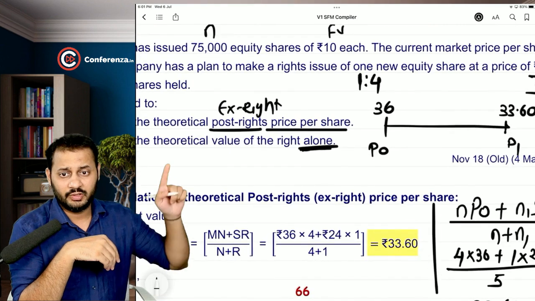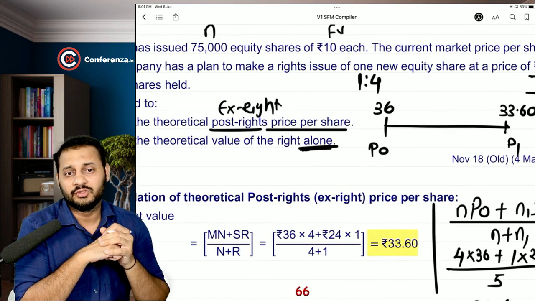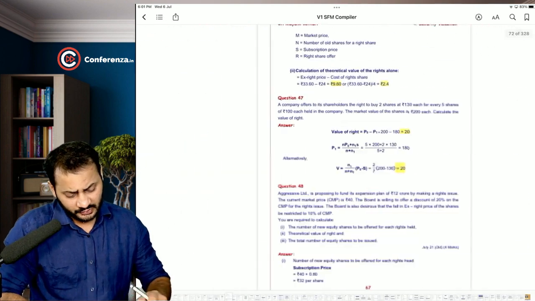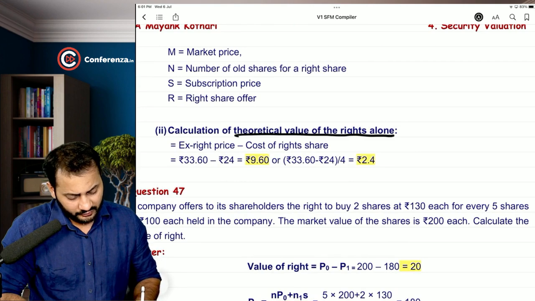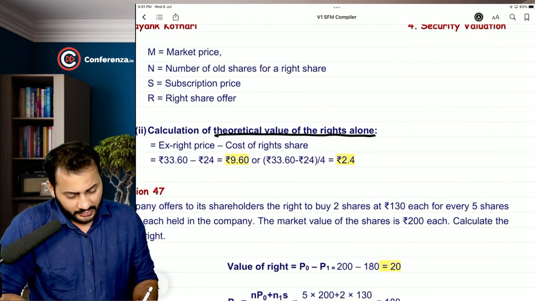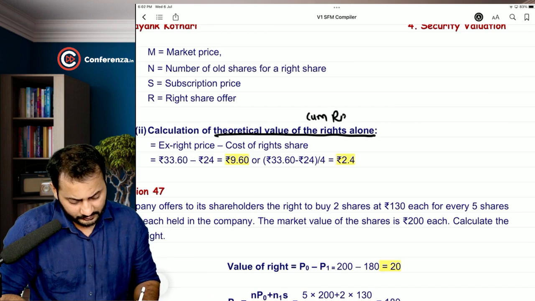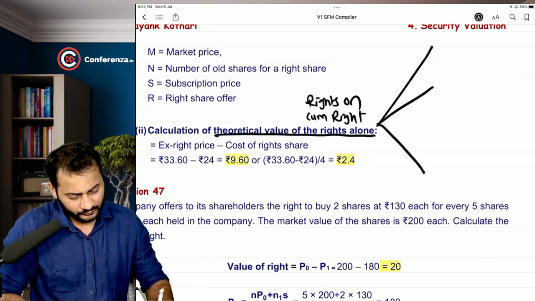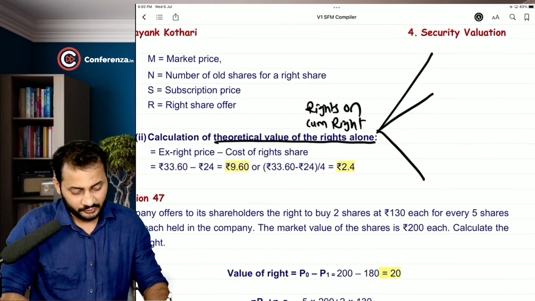But what will be the theoretical value of the right alone? It's very simple. Again, use the same formula for the calculation of the theoretical value of the right alone. Unless otherwise given, we are going to consider it as cum-rights price, or rights on. So it has three formulas. First of all, please write down all the formulas.